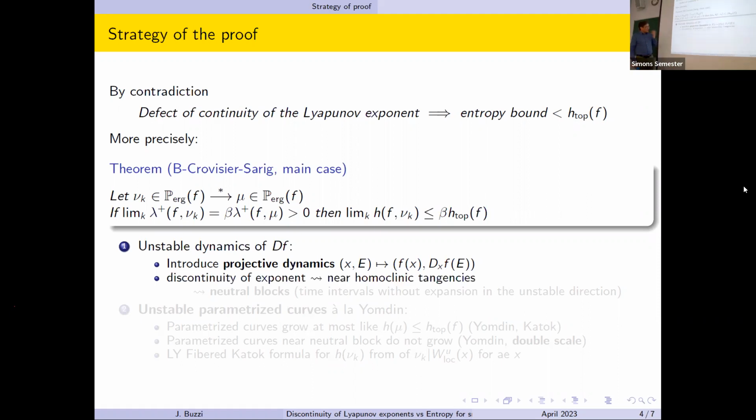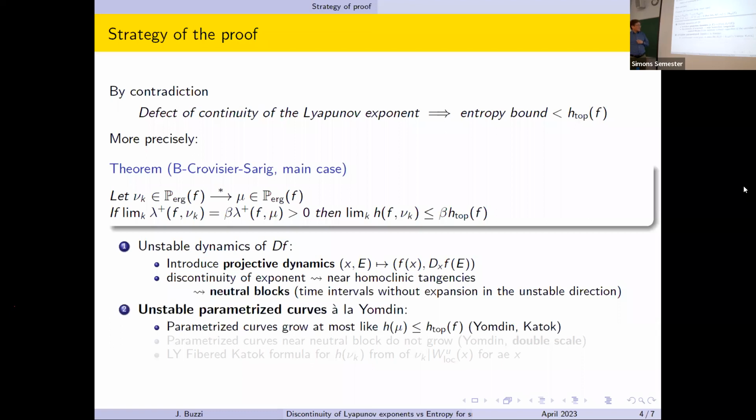What we will see, by applying classical results or basic formulas from Furstenberg, Ledrappier, that kind of people, is that the discontinuity of the exponent will correspond to some kind of homoclinic tangency. So that for a fraction of the time, the unstable direction becomes aligned with the stable direction, and you have large time intervals, which we call neutral blocks, where you don't have expansion at all. So in some sense, you get discontinuity of the Lyapunov exponent because of this phenomenon.